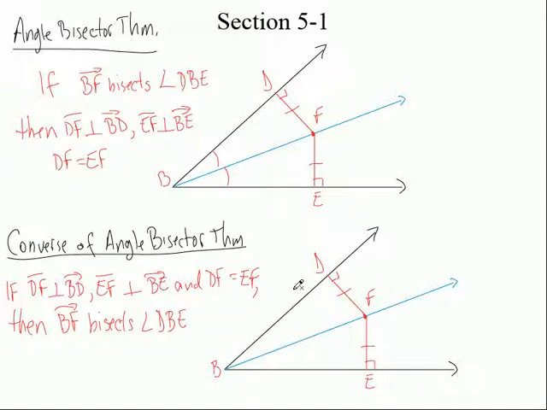Alright? So watch. Here's your information. Here's point F. It's perpendicular to D. It's perpendicular to E. DF and EF are equal to each other. So guess what must be true about this blue line? It must be an angle bisector. Which means, what must be true about the angles then? That this angle must equal this angle. You see that? So if this is the angle bisector, these two angles must be equal to each other. Does that make any sense?